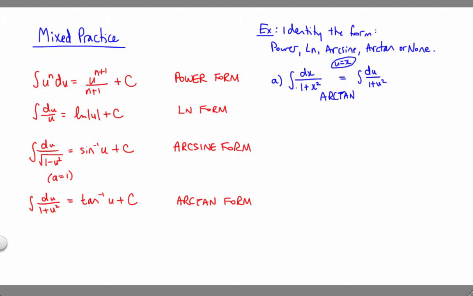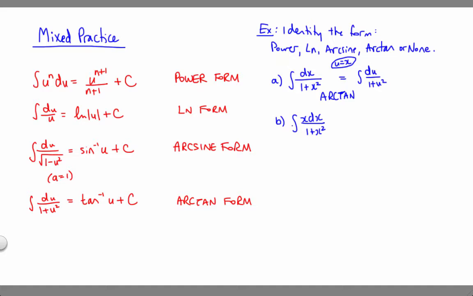Essentially what you can say to yourself is, hey, this is just the arctan formula with a different variable. Instead of calling our variable u, we're calling our variable x. Other than that, it fits the arctan form exactly. So let's compare that to example B. What if I modify this a little bit and put a factor of x in the numerator?